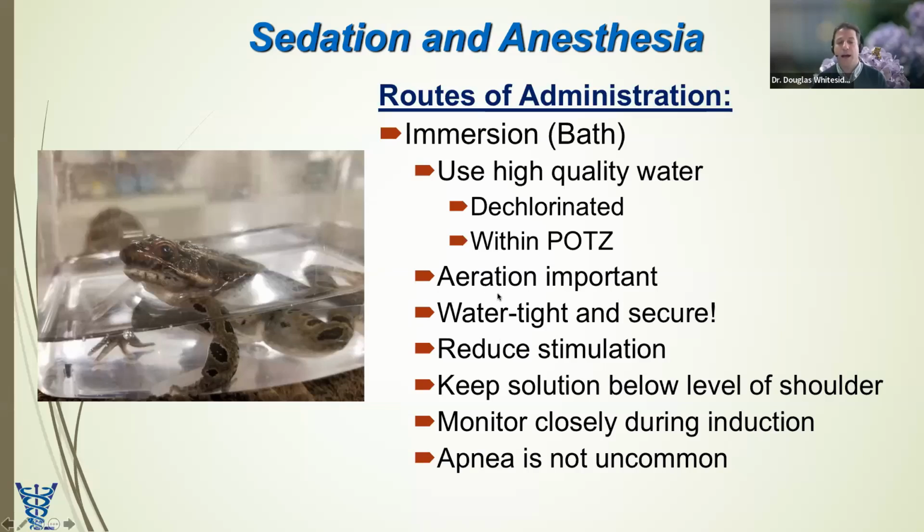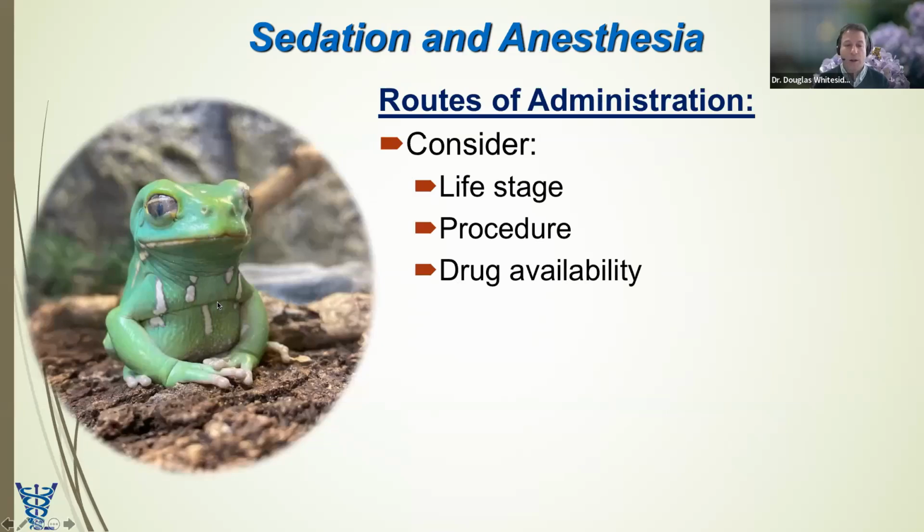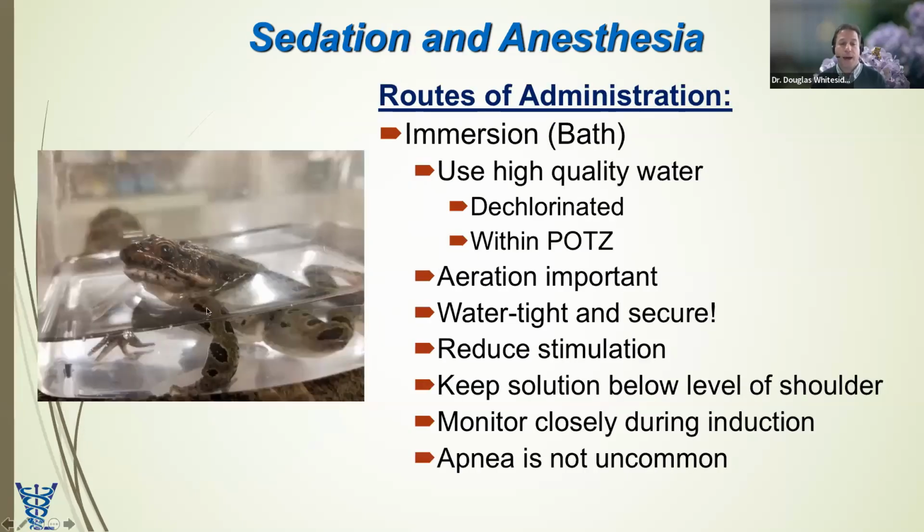Whenever we're going to be using any sort of immersion bath, we want to make sure that we're aerating the water. It's really important to make sure that we have really well oxygenated water for these amphibians, because a lot of the drugs that we're using, particularly things like MS-222, are going to decrease the oxygenation in the water and decrease the oxygen saturation within the blood. Whatever container we're using, we want to make sure it's watertight and secure, so the amphibian can't escape from it. We definitely want to keep them quiet, so reduce our light and noise to reduce that stimulation. As I said before, we want to keep the solution below the level of the shoulder, and that makes sure that the amphibian is not going to drown within it.